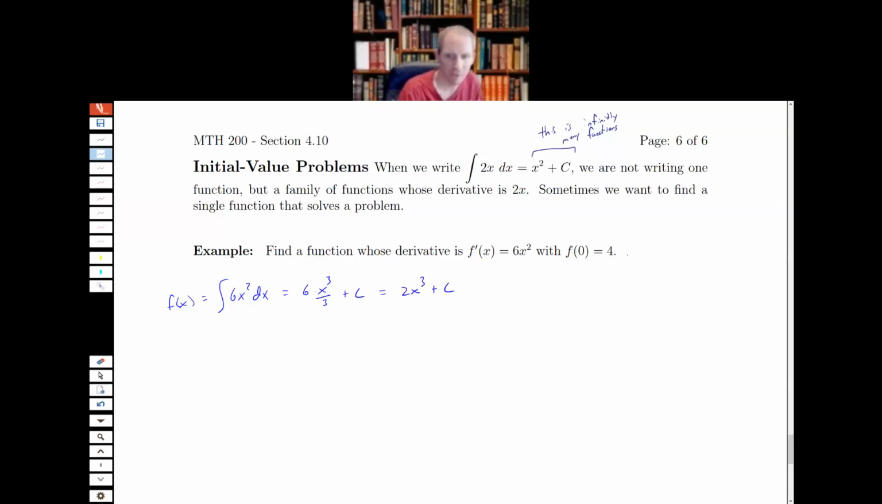But then I also have this other property that f of 0 equals 4. So now I'm going to plug in f of 0 is 4. When I put 0 into the function, I have 2 times 0 cubed plus c, and that's equal to 4. So c equals 4. So the function that I'm looking for is 2x cubed, but the c is 4, so plus 4.